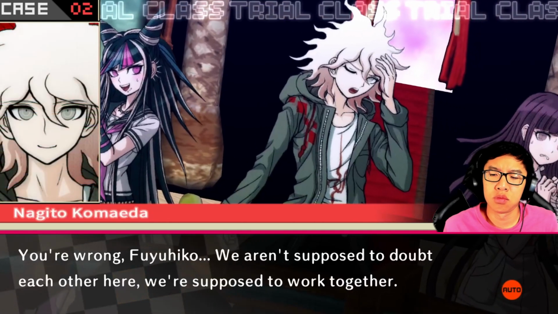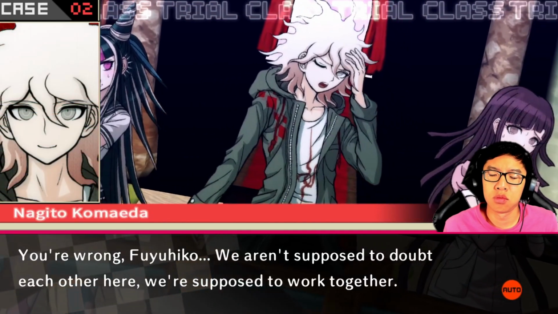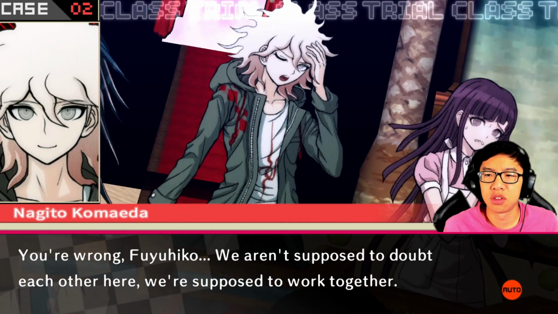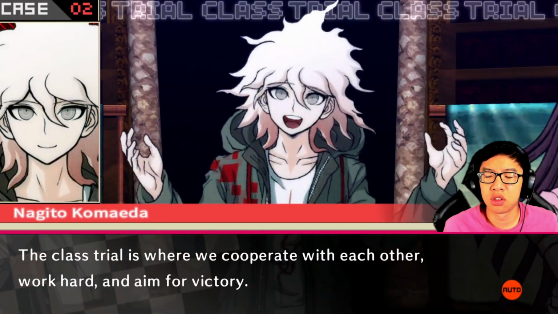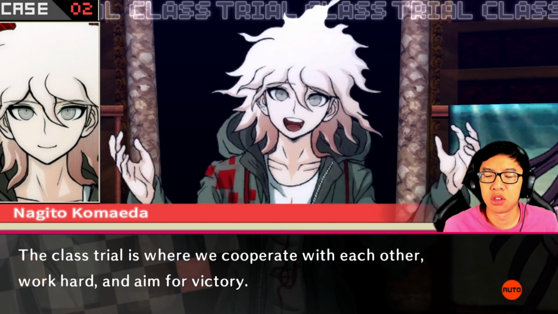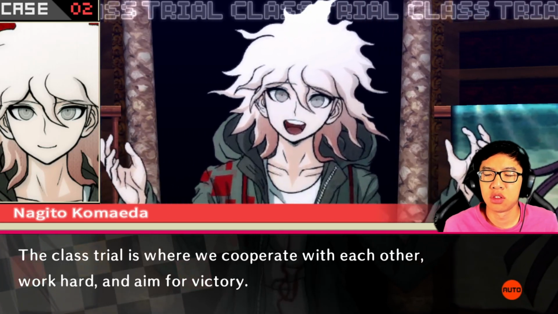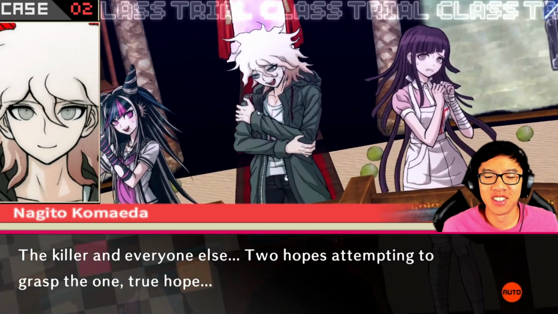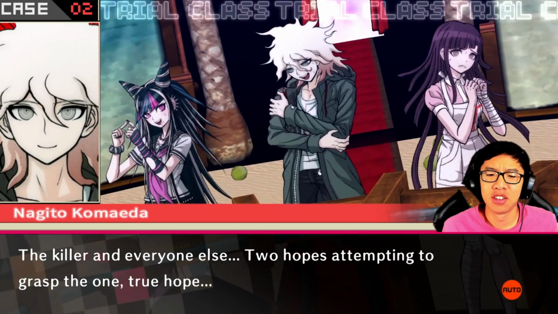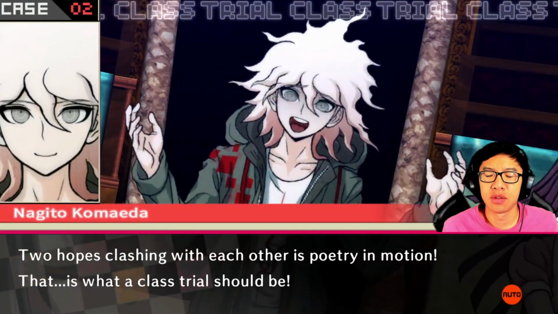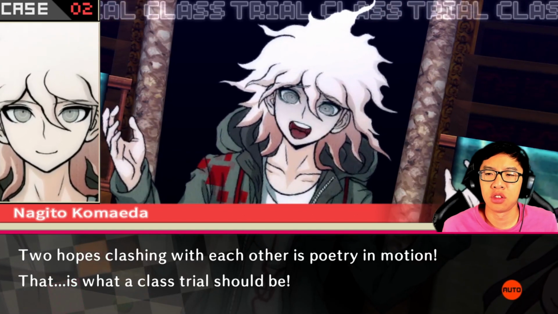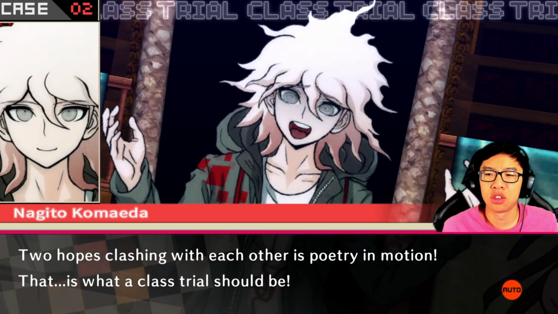You're wrong, Fuyuhiko. We aren't supposed to doubt each other here. We're supposed to work together. The class trial is where we cooperate with each other, work hard, and aim for victory. The killer and everyone else. Two hopes attempting to grasp the one true hope. Two hopes clashing with each other is poetry in motion. That is what a class trial should be.